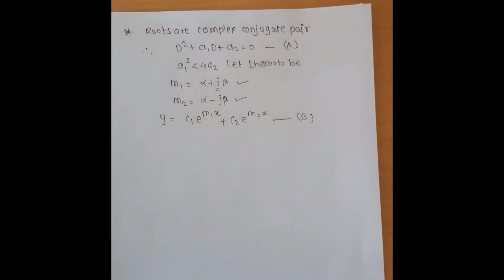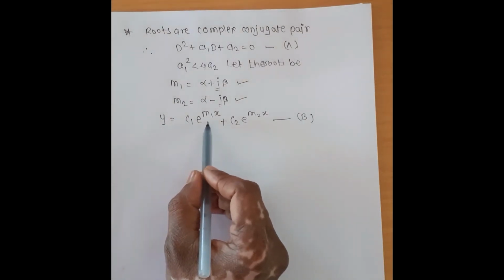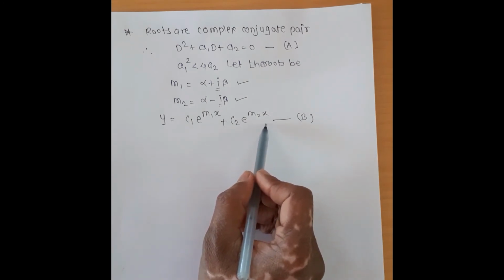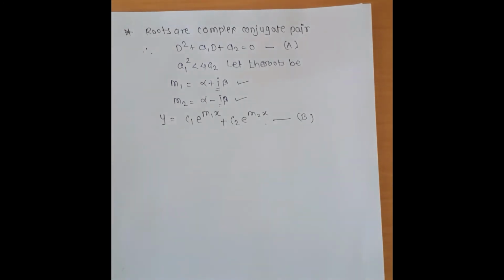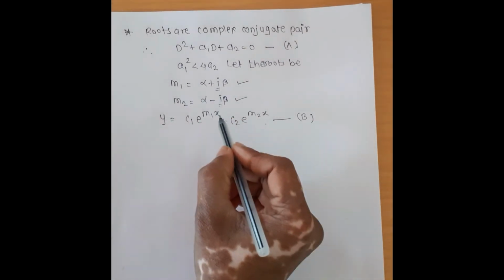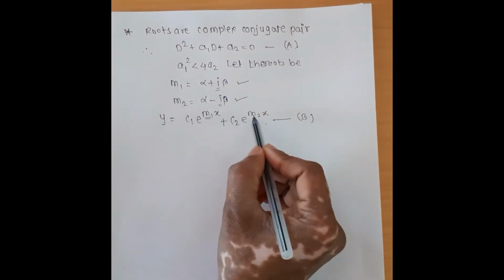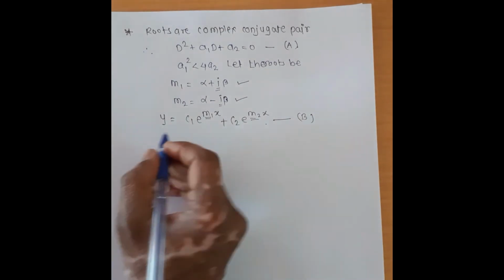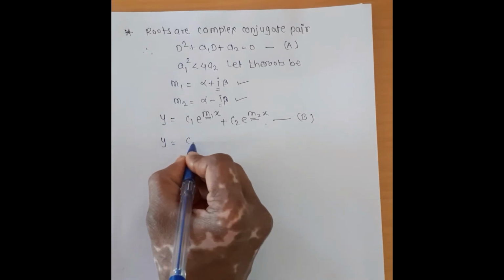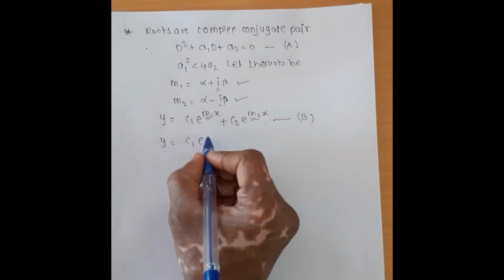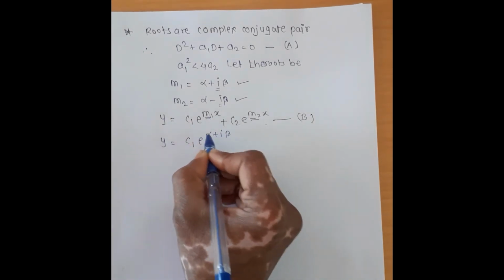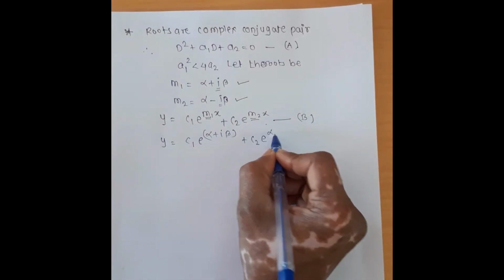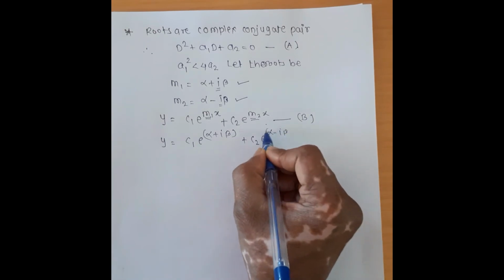So I write this equation here: y is equal to c1 e raised to m1x plus c2 e raised to m2x. Then what happens? Put the values of m1 and m2 in this equation. Here we put m1 and here we put m2. So y is equal to c1 e raised to the value of m1, which is alpha plus i beta, and the value of m2, which is alpha minus i beta, into x.